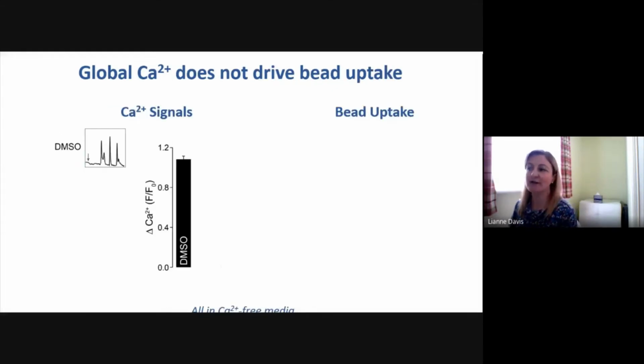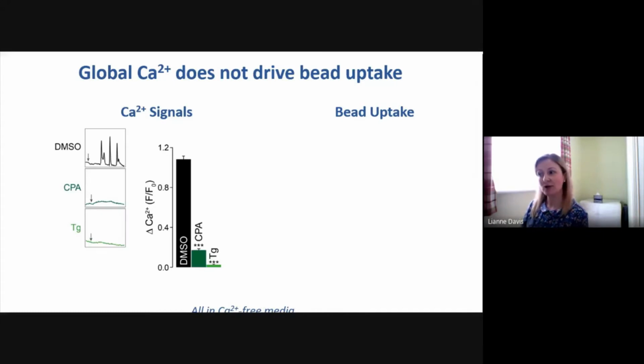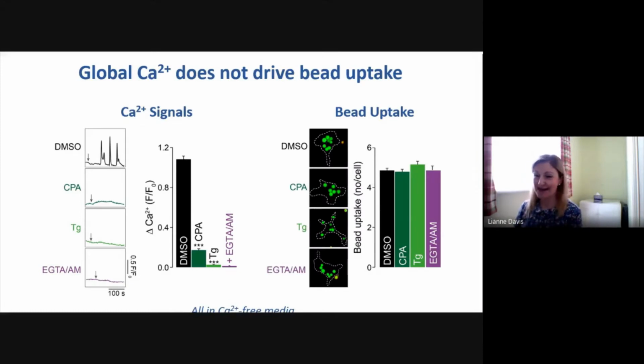So in calcium-free medium, FcR engagement evokes global calcium oscillations in control cells. However, when the ER was depleted with either CPA or thapsigargin, these responses were all but eliminated. In a similar way, loading the cytosol with EGTA also inhibited the global calcium signals. Remarkably, eliminating these calcium responses failed to have any effect upon bead uptake. That is, the global calcium responses are not required for phagocytosis.